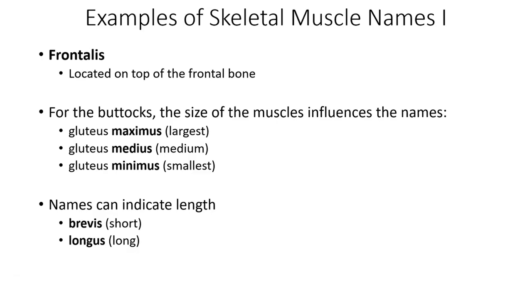Names can also indicate the length of the muscle. Brevis means short, longus means long. We'll see this next week with some of the muscles of the forearm. We have the extensor carpi radialis longus and extensor carpi radialis brevis. They're going to do the same action, but one is much longer than the other.